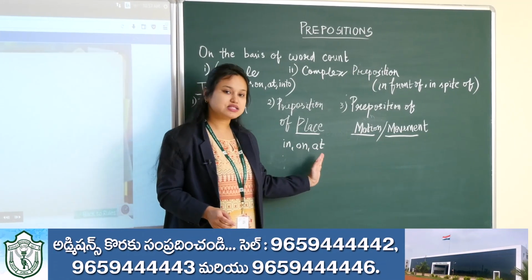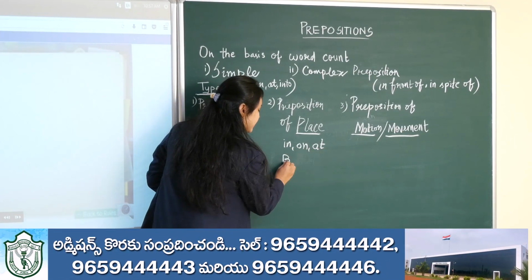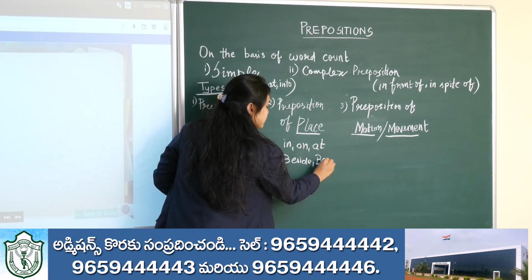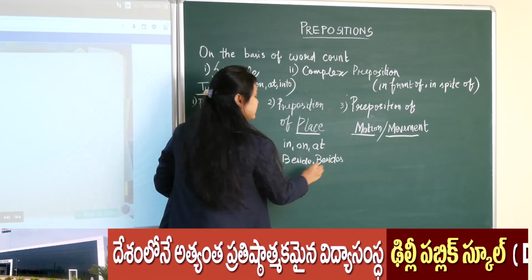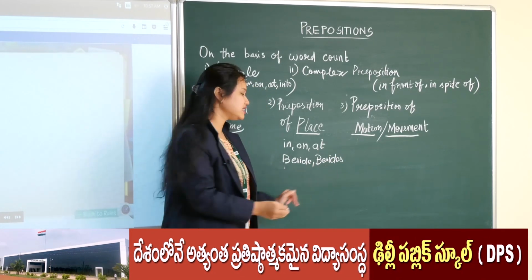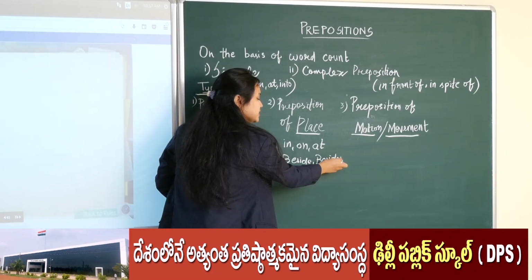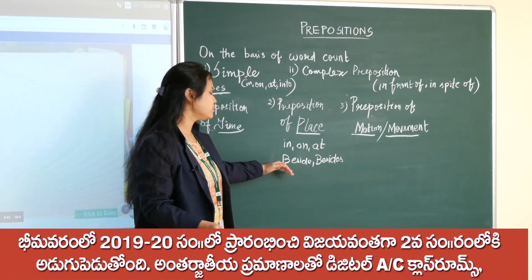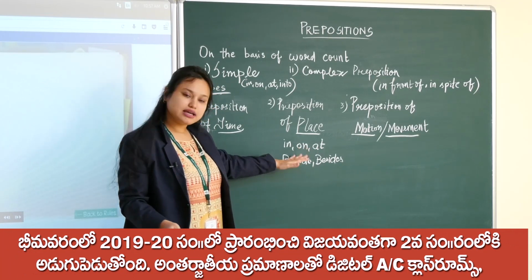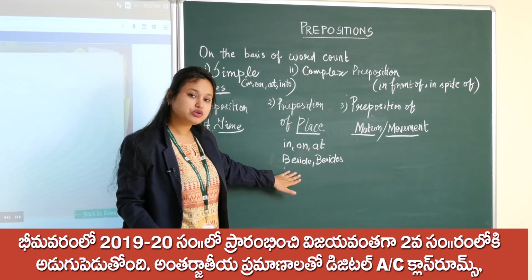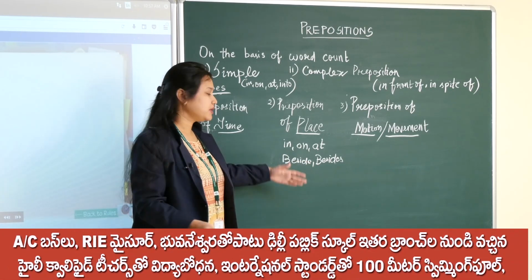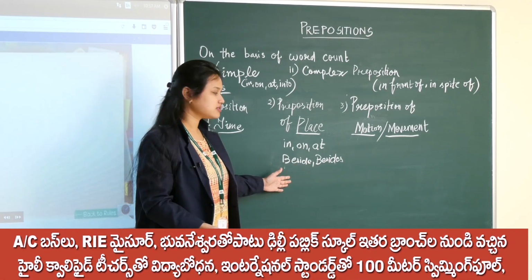Besides this, what we talked about? Beside and besides, right? What is the difference between beside and besides? Besides means in addition to, and beside means next to, by the side of something. Besides this, what we talked about? In front of, above, across. These are also prepositions of place, right?